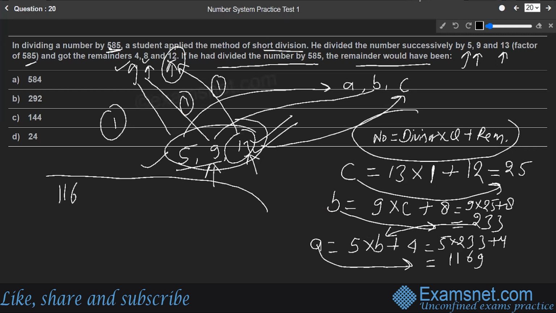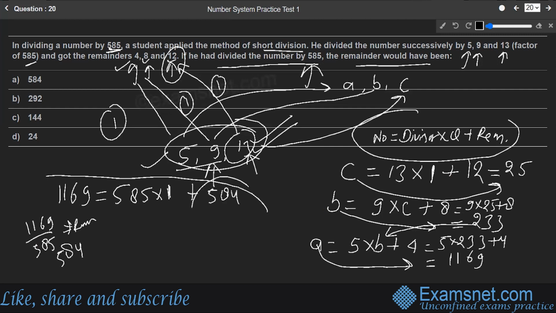Now this 1169 can be made by the ultimate division, which is done by 585. So the ultimate divisor is 585 into the quotient 1 plus the remainder, which we have to find out. Clearly, if I divide 1169 by 585, I'm going to get the remainder value as 584. So we can write it down here as 584.